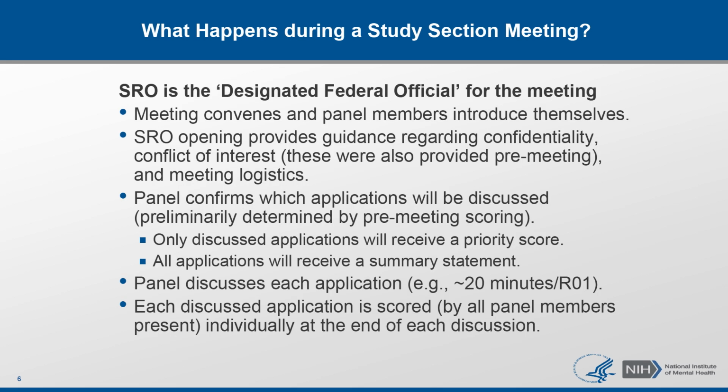Well, the SRO is the scientific review officer. That's the person that oversees the whole process. However, in the context of a peer review meeting, the SRO is also what's called the designated federal official. That peer review meeting and any deliberation on the part of the panel with respect to those reviews cannot occur without the SRO present. So if the SRO for some reason has to leave temporarily, the meeting has to stop, and then it can only resume when the SRO is present.